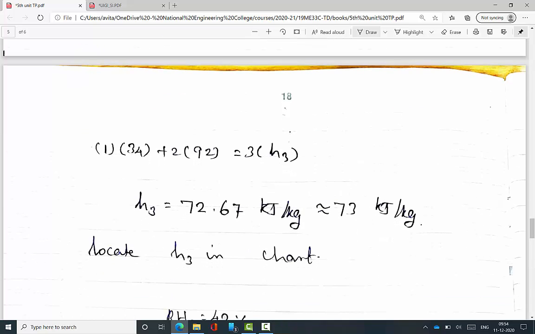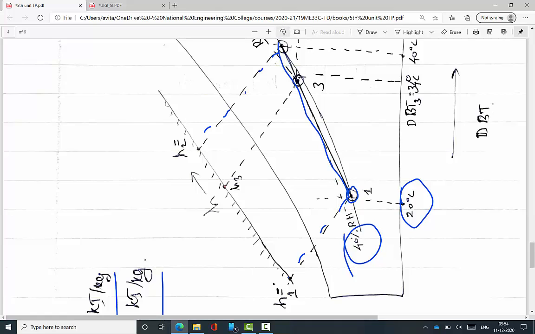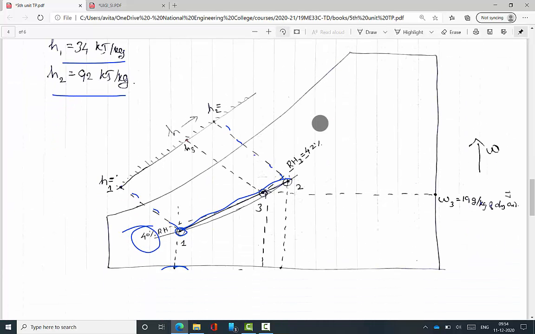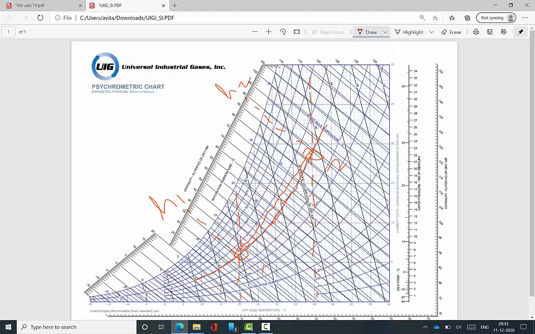Then you locate the H3 value in the chart. First you locate the H3 value in the psychrometric chart at the H3 scale. Locate the H3 value in the psychrometric chart. Then from that H3 value, extend the line up to the line joining between points 1 and 2.